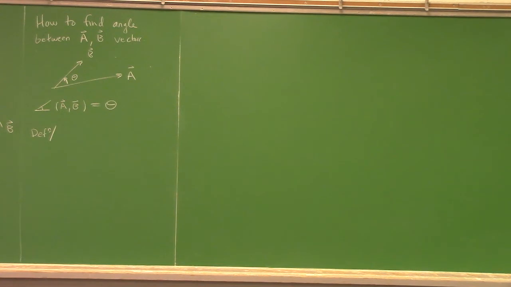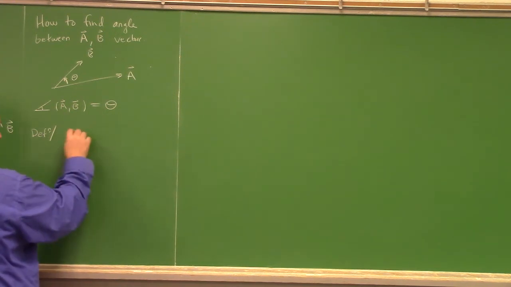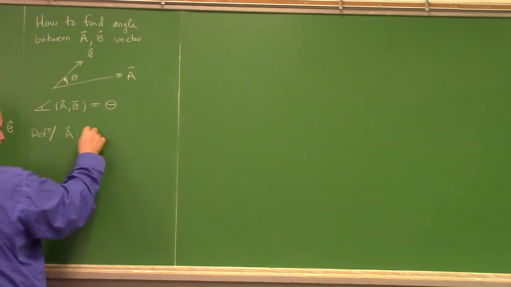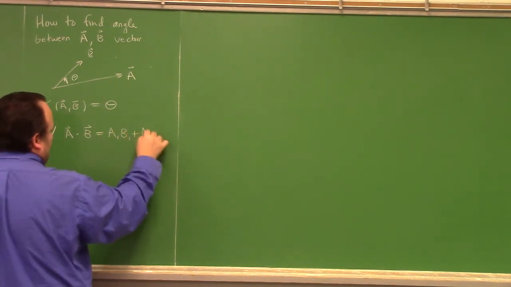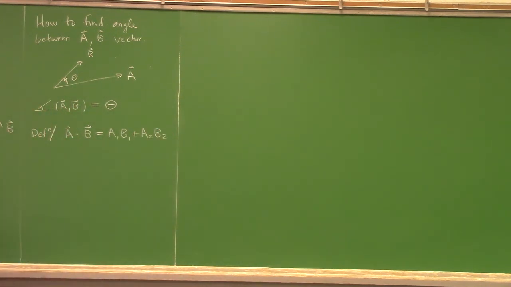No, I can't think of it. I really can't think of it in terms of direct geometry. So I'm going to take this indirect approach because it's something we need to learn anyway. So the definition: A dot B is A1B1 plus A2B2. I'm sticking with the notation I introduced at the start of this lecture. This is the dot product of A and B.